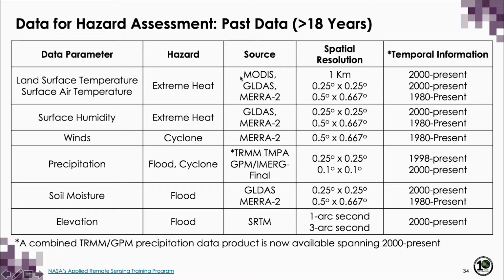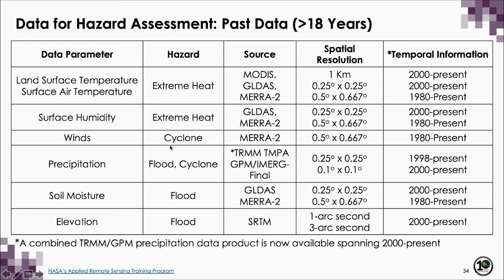Sources of these parameters are MODIS, which is a sensor flying on Terra and Aqua satellites; and the Global Land Data Assimilation System model. This is a reanalysis model. Both these models use satellite data assimilated in them, or in GLDAS, they're used as forcing, and these provide temperature and humidity information. Winds are also available from MERRA-2. They are useful for understanding where very high speed wind is occurring because of cyclones.